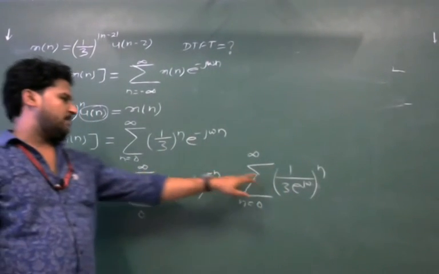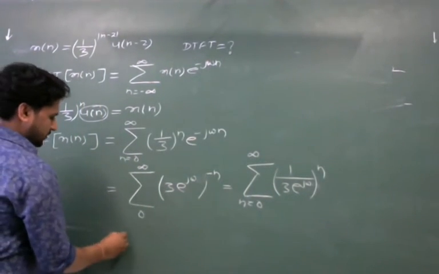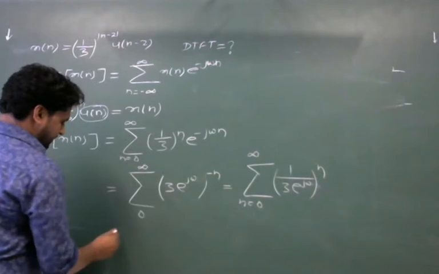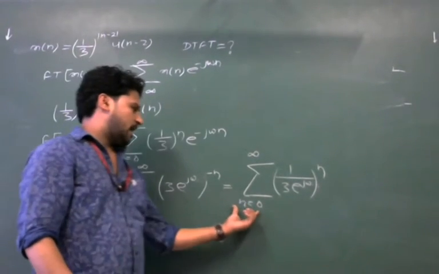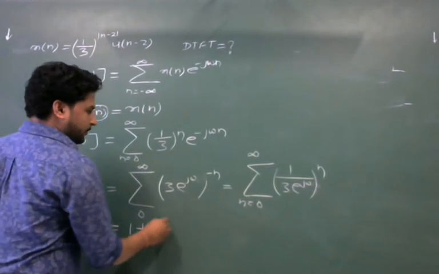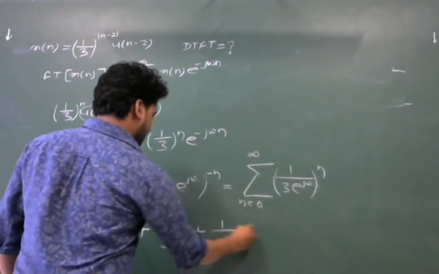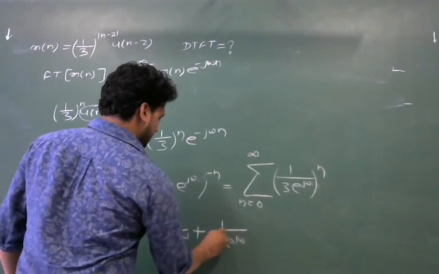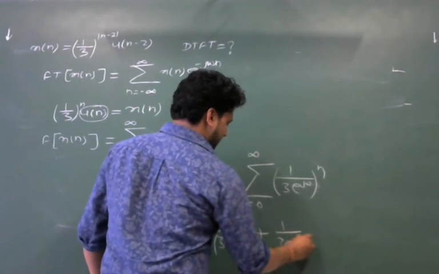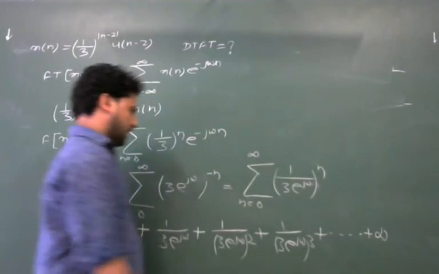So this relation can be replaced by this quantity, and because the limit is from 0 to infinity, the first term, when I put n equal to 0 in this relation, will become 1. So I will write it as 1 plus 1 by 3 into e power j omega plus 1 by 3 into e power j omega square plus 1 by 3 into e power j omega cube plus so on till infinite.